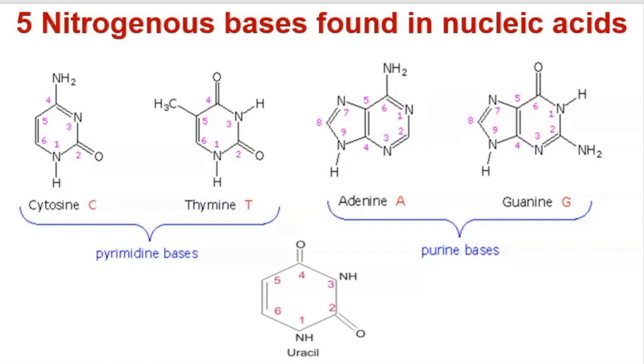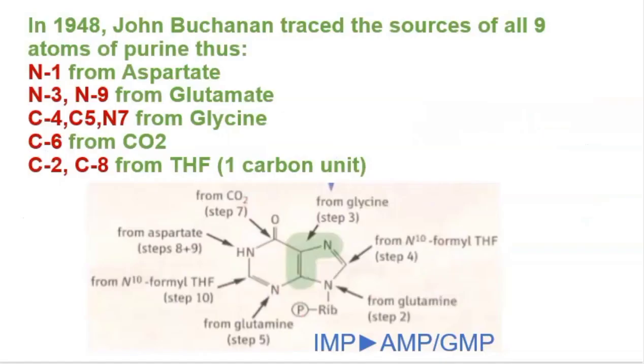Let's know the source. How are we able to have this? I want to explain something very striking to you. In 1948, John Buchanan traced the source of all the 9 atoms of the purine ring, 1, 2, 3, 4 to 9. And this is what John Buchanan said.